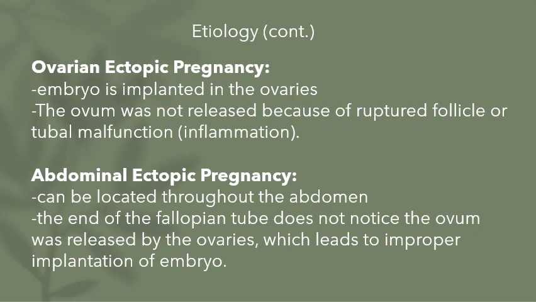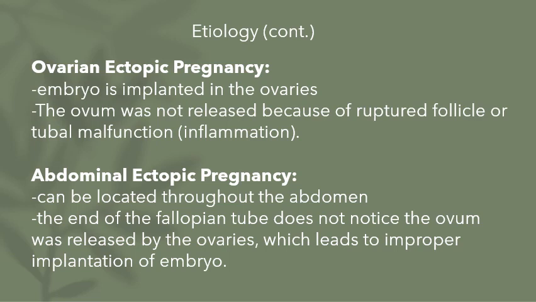Etiology continued. Another type of ectopic pregnancy is ovarian. This is when the embryo is implanted in the ovaries. This happens because the ovum was not released due to a ruptured follicle or a tubal malfunction, for example, inflammation. Another type of ectopic pregnancy is abdominal ectopic pregnancy. This is when the embryo can be located throughout the abdomen.